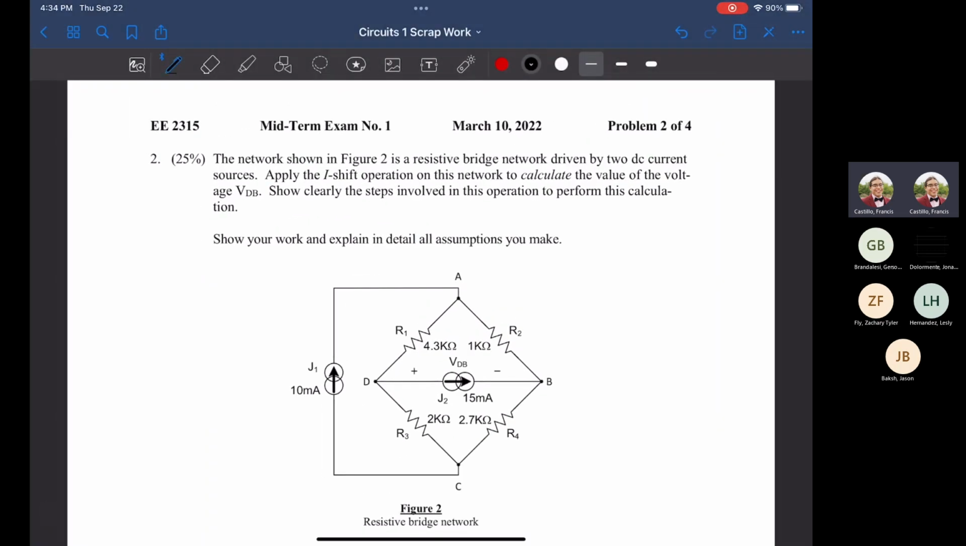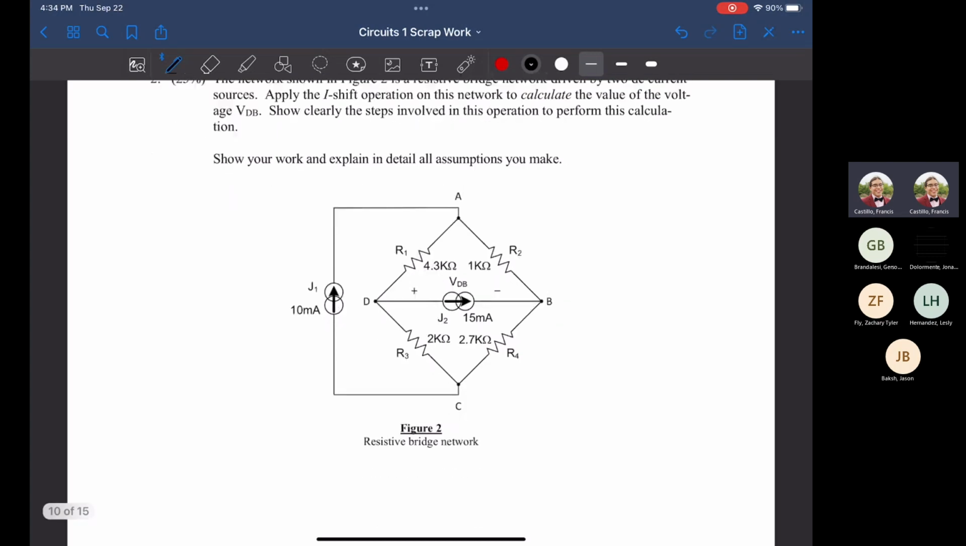Question 2, weighted 25%. The network shown in figure 2 is a bridge network driven by two DC current sources. Apply the I shift operation to calculate the value of the voltage VDB. Crucial steps, show the work, show any assumptions you use.